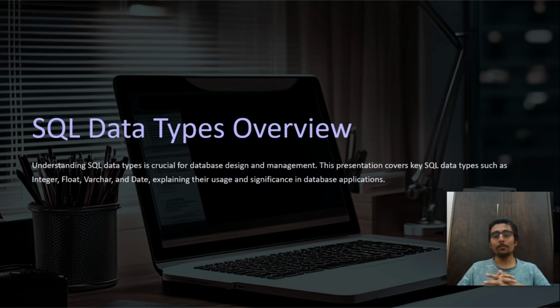So in this session, we will be exploring float, varchar, date, integer, and some advanced types like Boolean, JSON, and blob. We'll also cover some real-world use cases, performance tips, and best practices to help you make smart choices while designing your database schemas. So let's jump right into it.